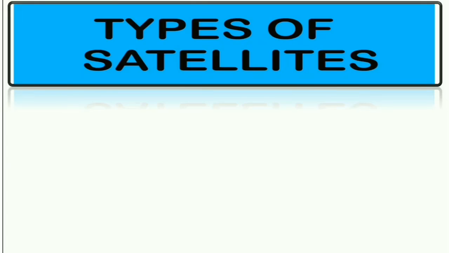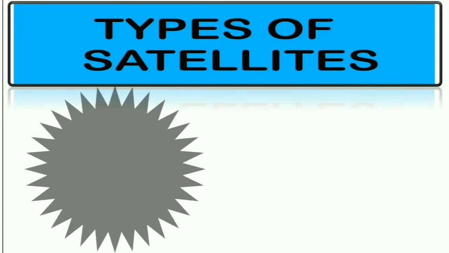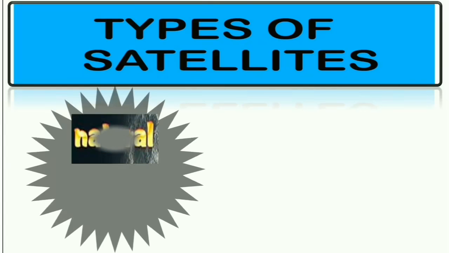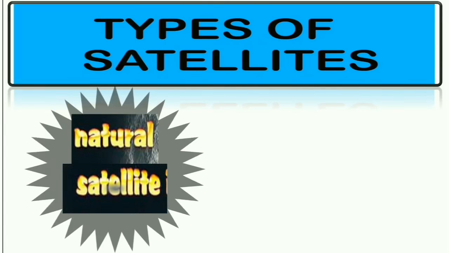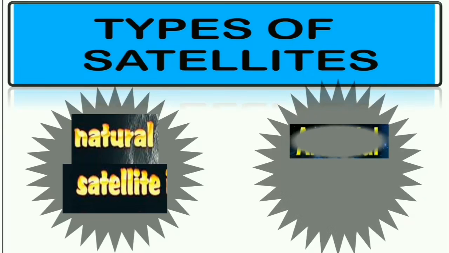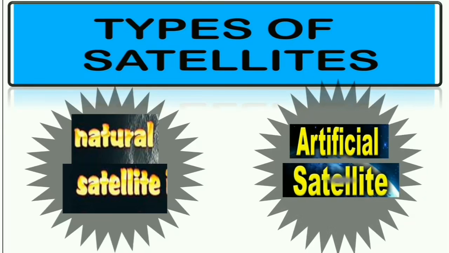Let me tell you about the different types of satellite. There are two types of satellite. One is natural satellite and the other one is artificial satellite.